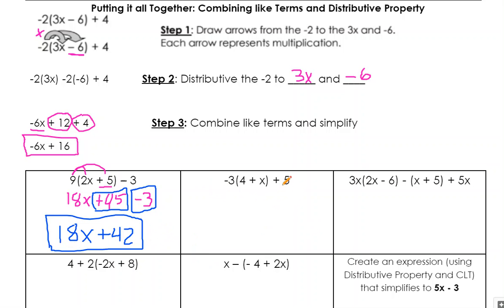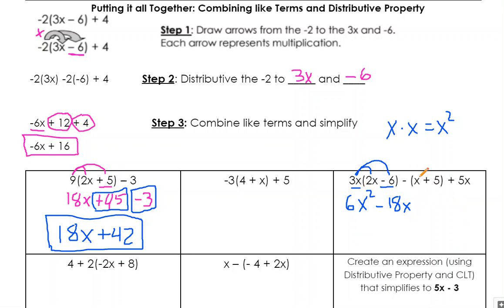Let's do another one. Let's do this one over here, because this one's got 2 parentheses. Ooh, wow. Okay, so let's do 3x times 2x. How do I do that? Well, 3 times 2 is 6. x times x. Is there another way I can write x times x? Well, yeah, it's x squared. So this would be 6x squared. All right, so then I can do 3x times a negative 6. 3 times a negative 6 would be a negative 18. And this has an x, so I'm going to keep an x with it, because that's 3x right there.